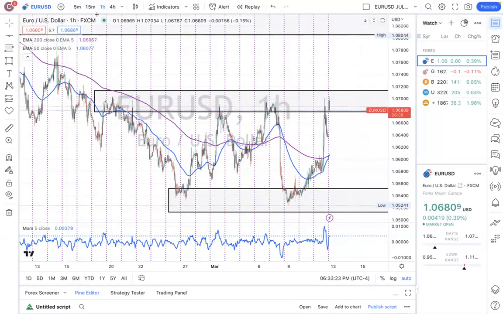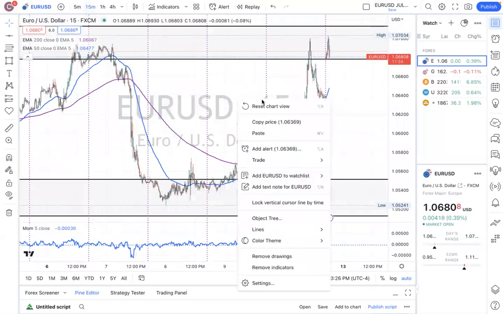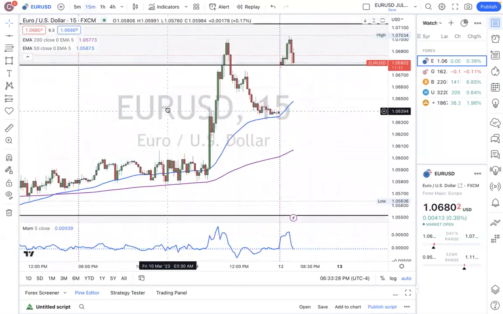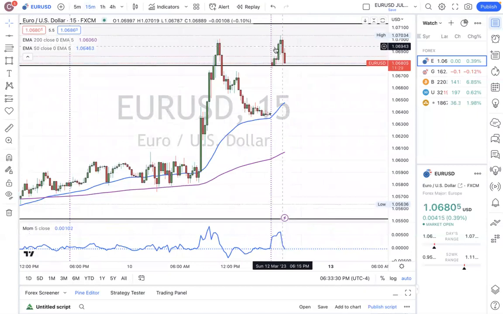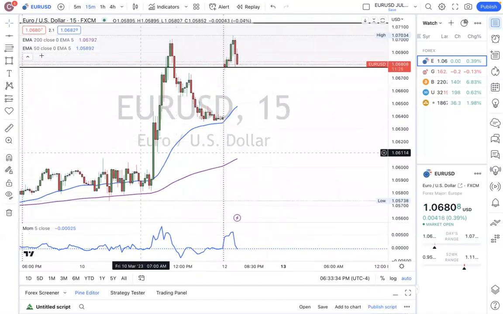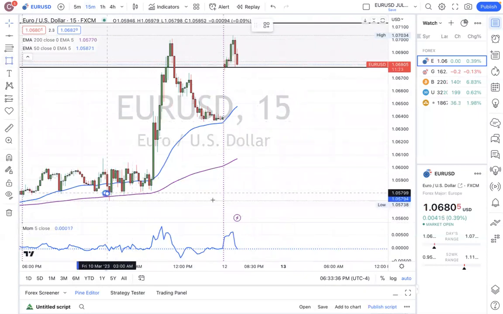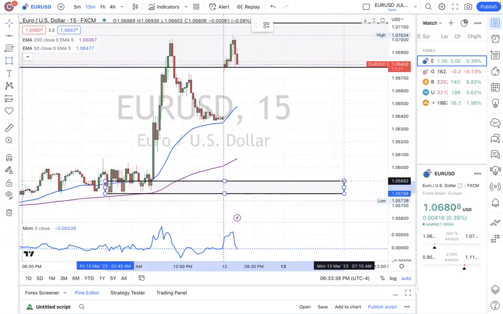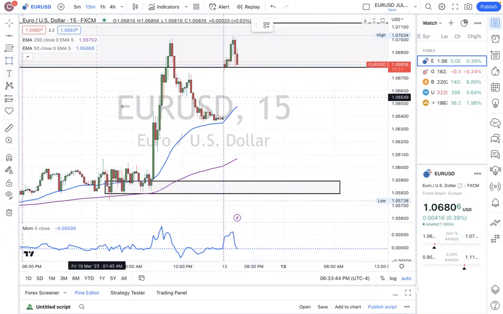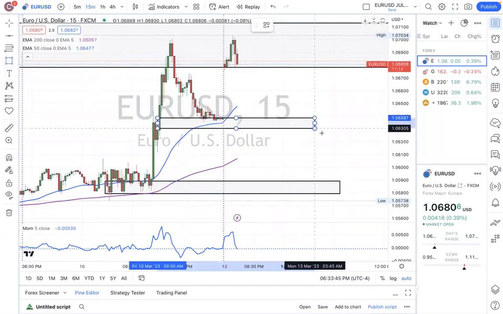But let's say we go back to the 15-minute time frame and reset the chart. We can see it's still in the big resistance zone from the 4-hour. So we know it's going to at least sell to the minimum. We know it's going to sell to the 15-minute support right there.